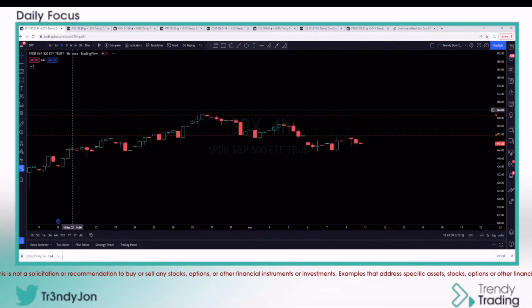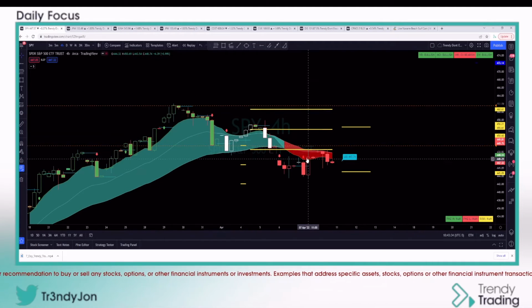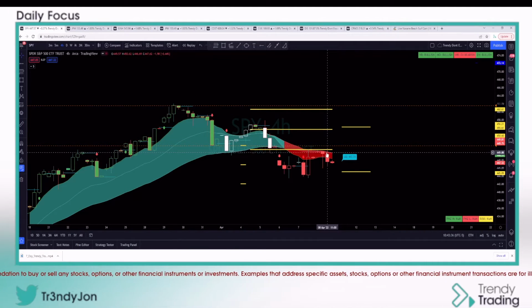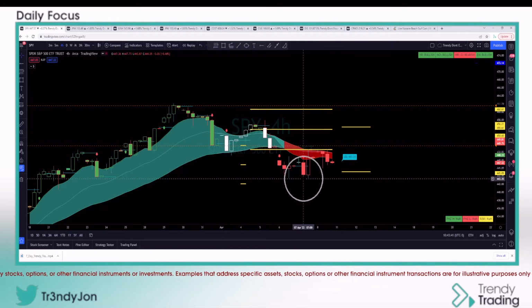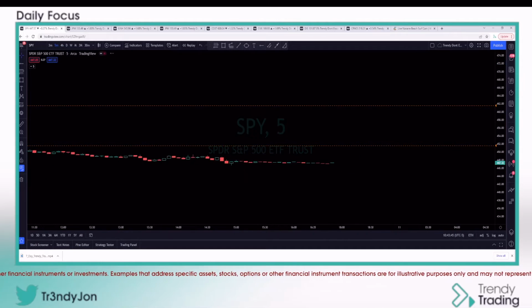Let's go ahead and go into the 4-hour. You can see here that price moved up into resistance over and over. This is what we would expect in choppy conditions, but the lows were holding. Again, no real price action. Let's go to a 5-minute.